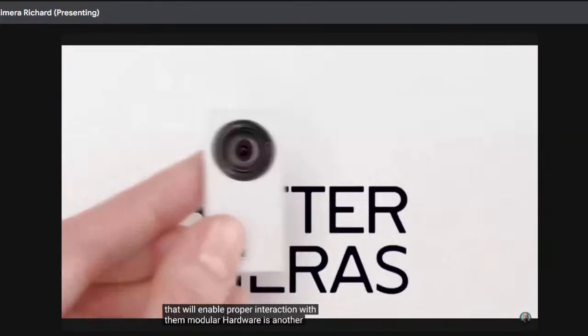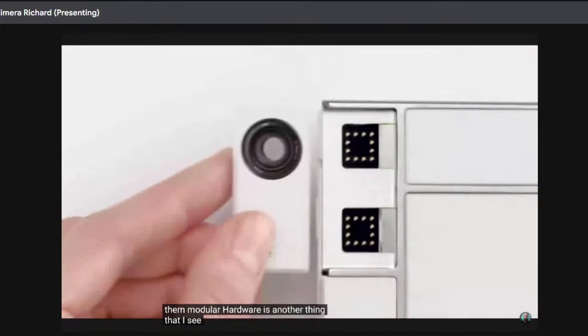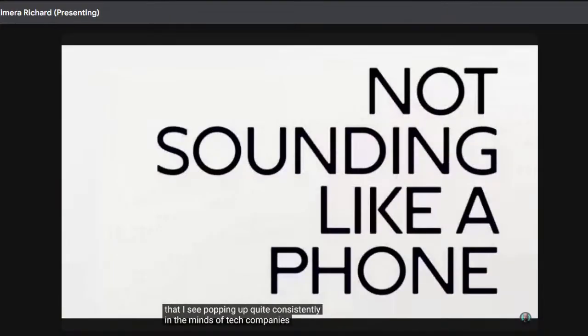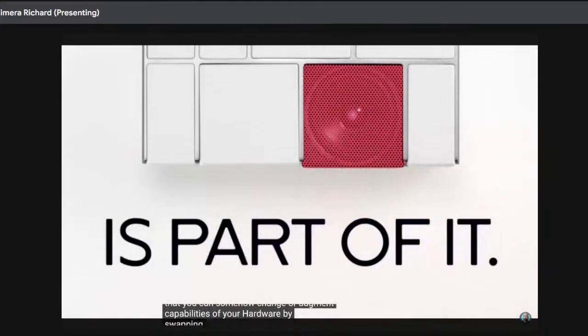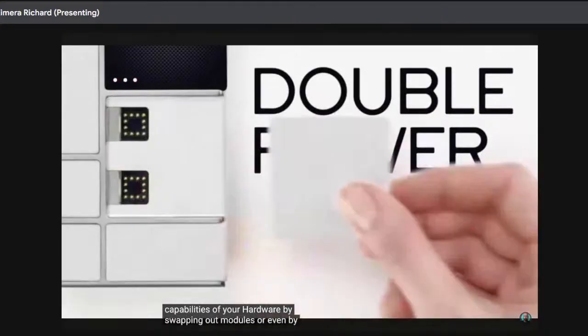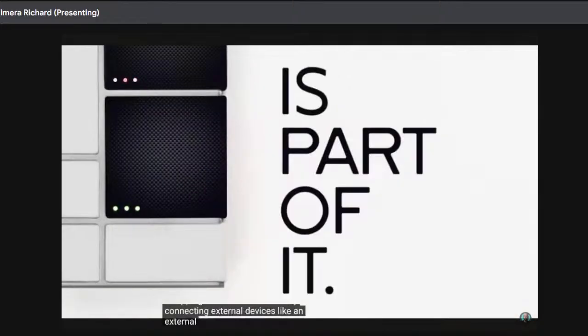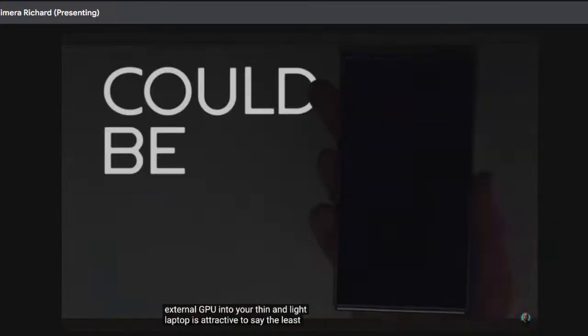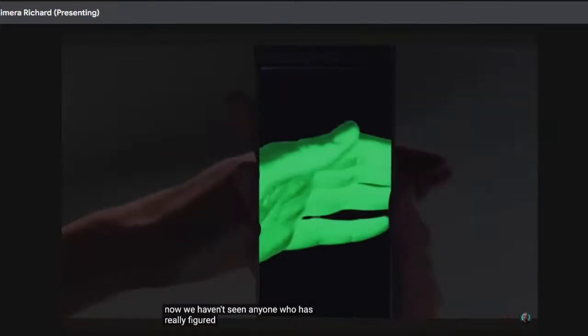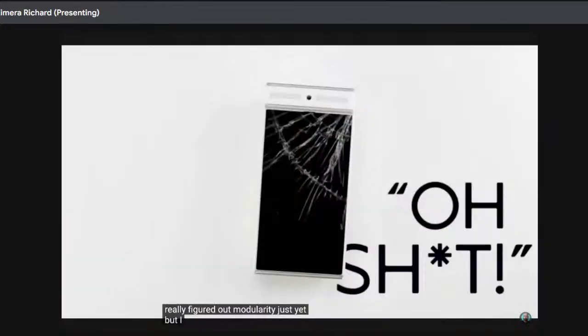Modular hardware is another thing that I see popping up quite consistently in the minds of tech companies. The idea that you can somehow change or augment capabilities of your hardware by swapping out modules, or even by connecting external devices, like an external GPU into your thin and light laptop, is attractive to say the least. Now, we haven't seen anyone who has really figured out modularity just yet, but I think it has potential.